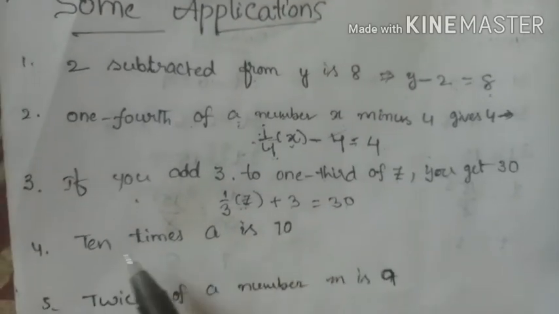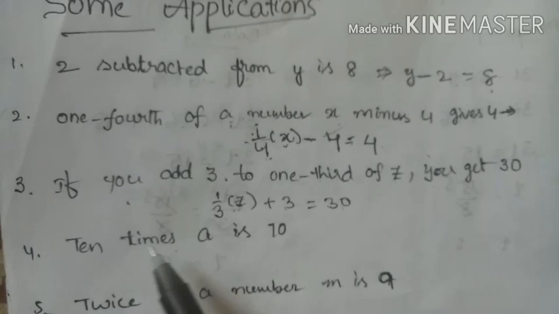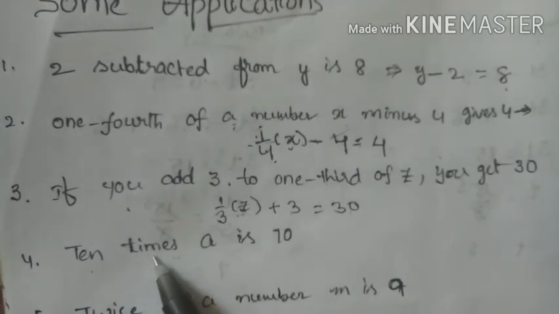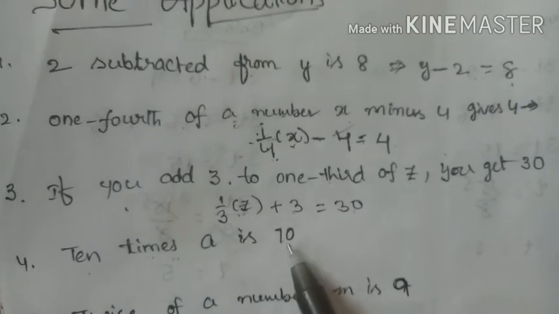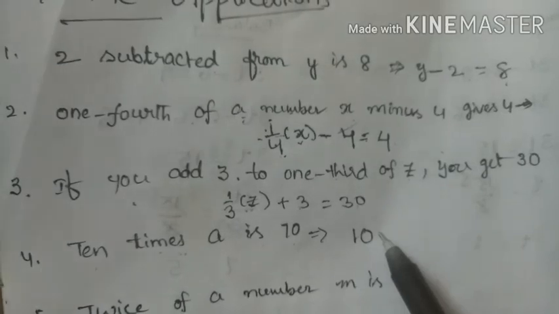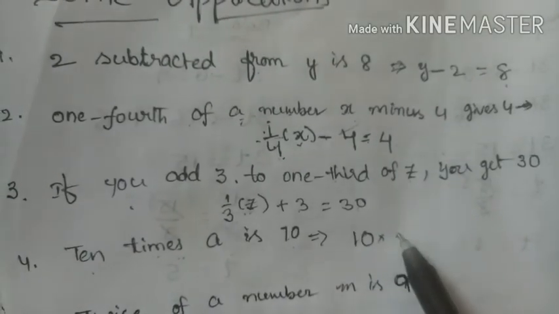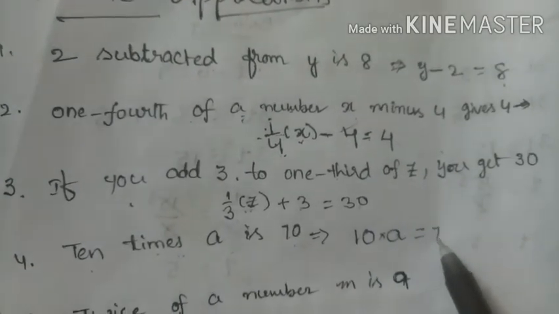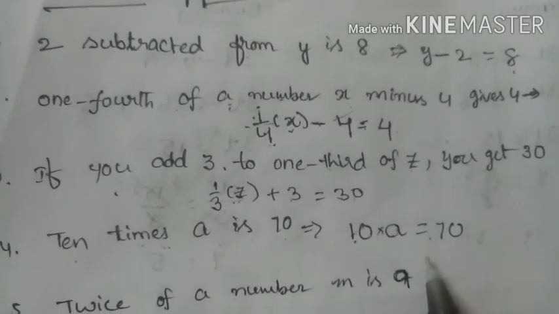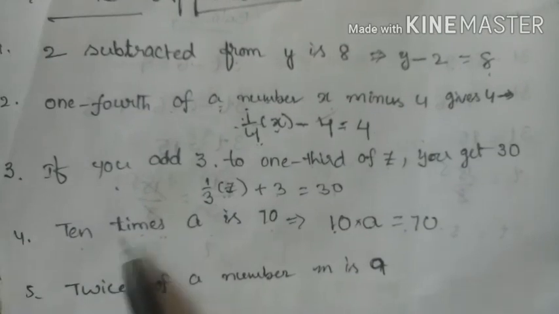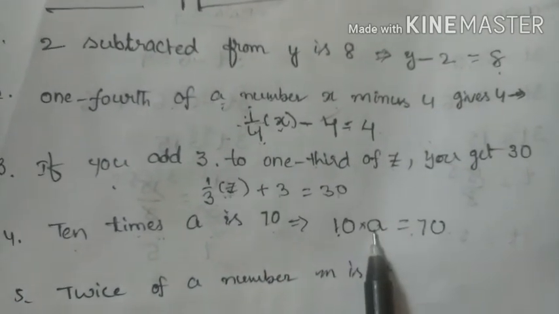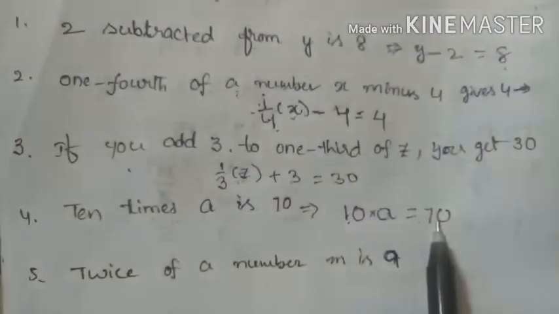Okay. Next one. 10 times a is 70. 10 times means multiplication. So 10 times a means 10 into a is 70. That is 10a is equal to 70. 10 times a is 70. So 10 times a is equal to 70.